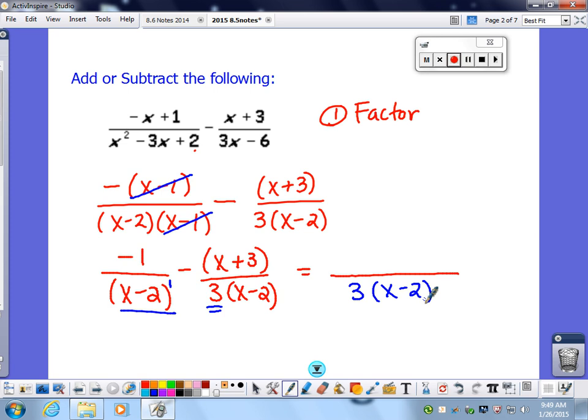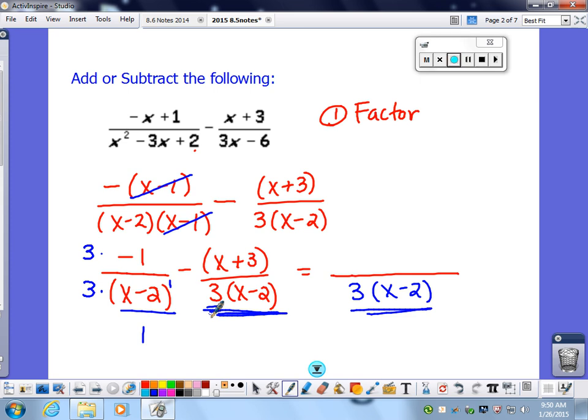So now we've got to look at what we need to multiply our first fraction by in order to get 3 times x minus 2. What's missing? If you compare this to this, what are we missing? Well, of course, we're missing a 3. So that means we need to multiply the numerator and the denominator by 3. 3 over 3 is 1, so we're not changing the expression. Alright, look at our second fraction. We want 3 times x minus 2. We've got 3 times x minus 2. That means I don't need to multiply anything.